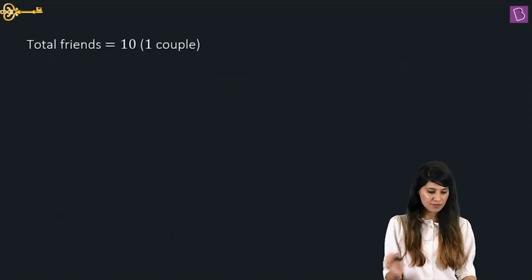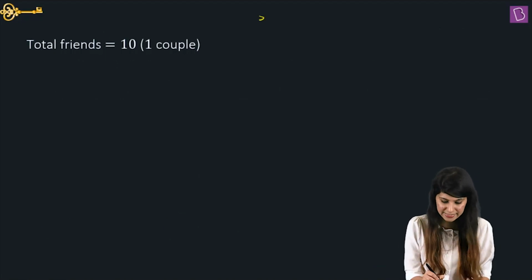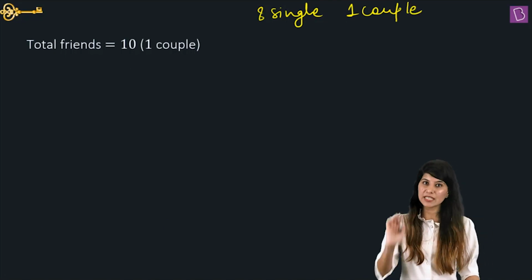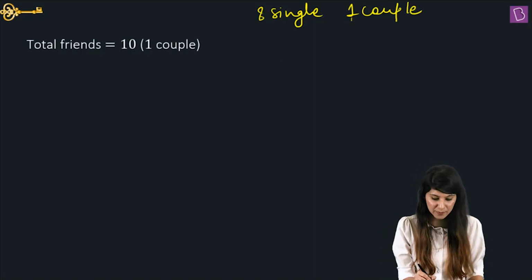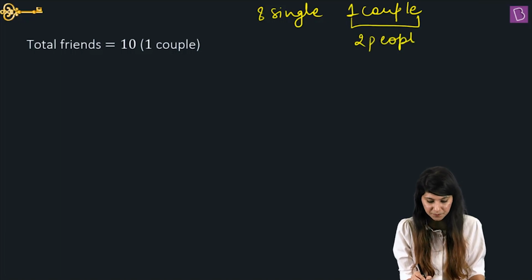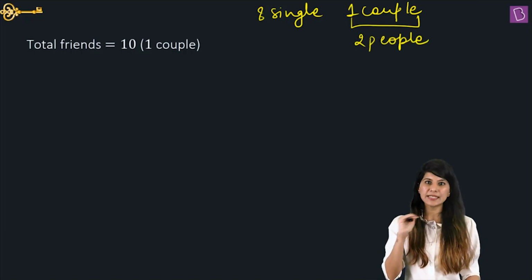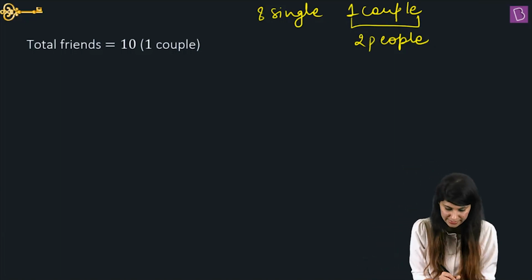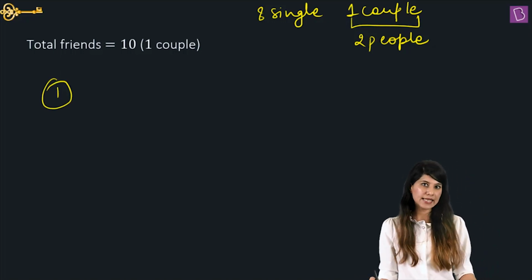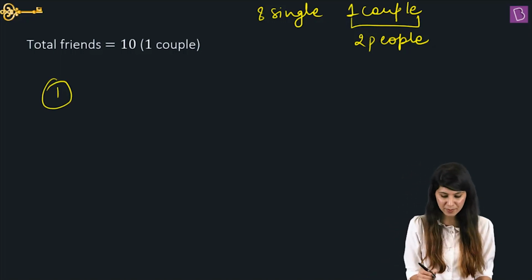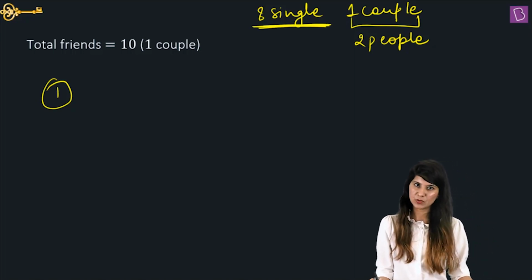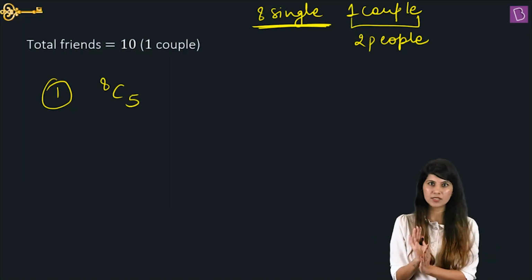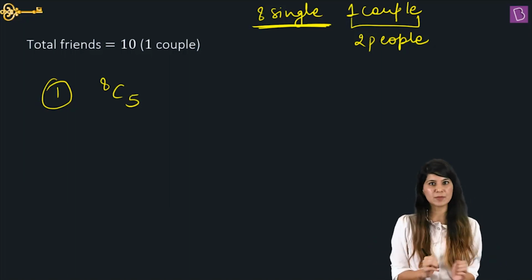So 10 friends are there. One couple is there. So 8 single are there and one couple, which makes total 10 people, right? So either we need to include 2 people, that is one couple, or we need to exclude completely both of them. That is the agenda. So how to do that? There will be 2 cases. Case 1 says that I will select 5 people out of these 8 people, right? So 8C5, that's it. We have already excluded the couple. So 8C5, 5 people will be there.